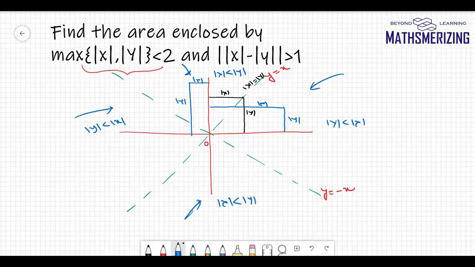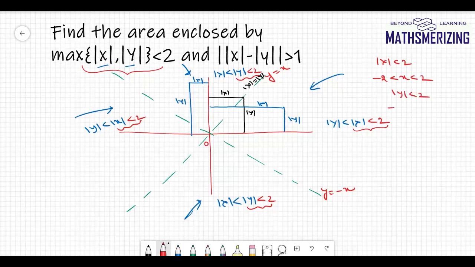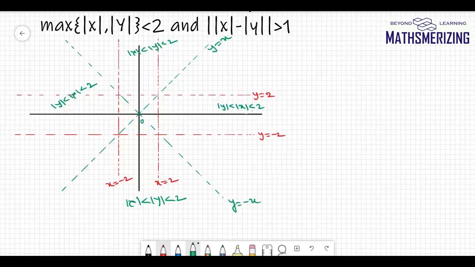Now the function says the maximum of mod x and mod y should be less than 2. So here it should be mod of x less than 2, here mod of y less than 2, here again mod of x less than 2, and here again mod of y less than 2. Now mod x less than 2 means x should lie between minus 2 and plus 2, and mod y less than 2 means that y lies between minus 2 and plus 2. So I'll draw dotted lines at x equals minus 2 and x equals 2, and y equals minus 2 and y equals 2. So now it will look like this.